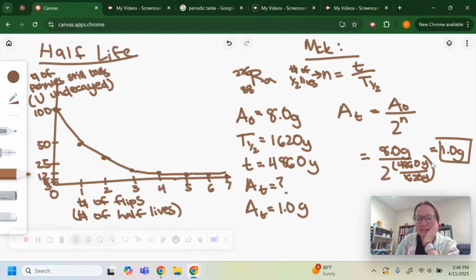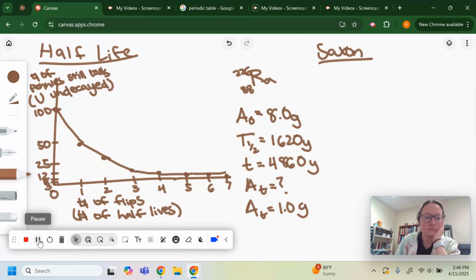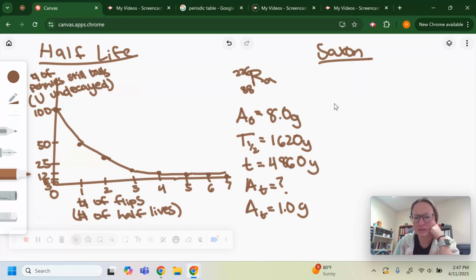Let's take a look at the Saxon way to do this problem. I'm going to go ahead and pause the video really quick, erase all of this, and then we'll come back and do the Saxon problem. One second. Let me get this cleaned up. Okay, now here's the Saxon way to do this problem.